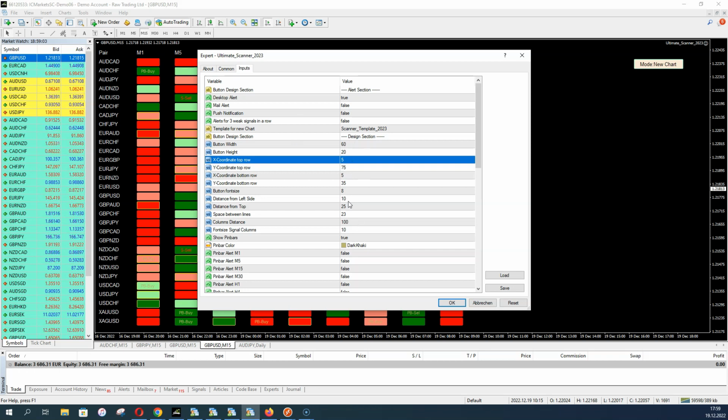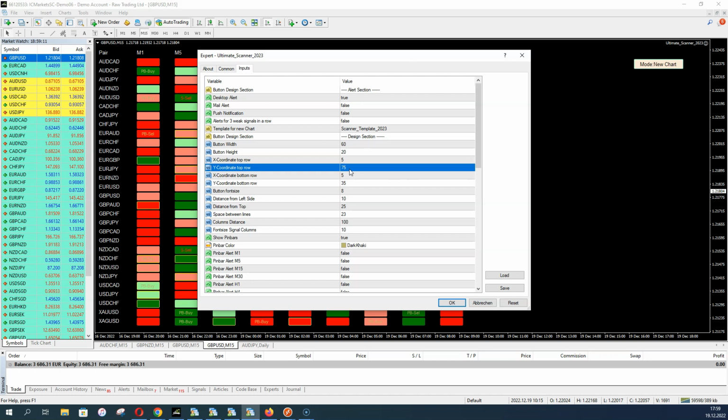You can all change this here. You have a little bit to play around with it. If it does not fit on your screen, begin with one number to change, click on OK, and then look what is different now. And by this you can adjust the Ultimate Scanner appearance to your screen.